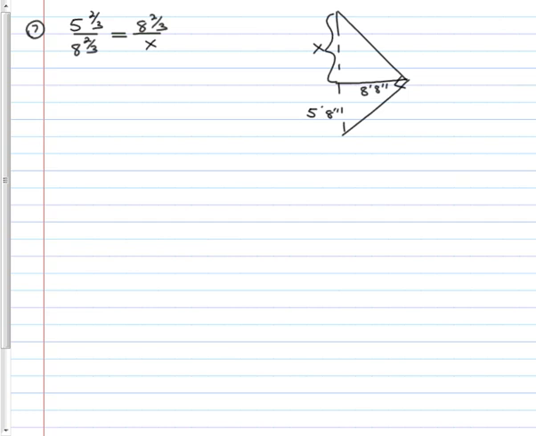Now when I do this, I'm going to work with improper fractions. So I'm going to take this 5 2/3, but that is how many thirds? Improper fraction. 17/3. 3 times 5 is 15, plus 2 is 17. I have 17/3 x equals, now 8 2/3, I want an improper fraction, 26/3, and that would be squared.